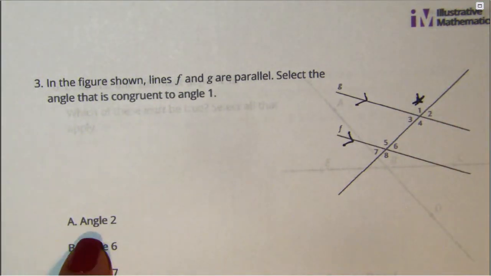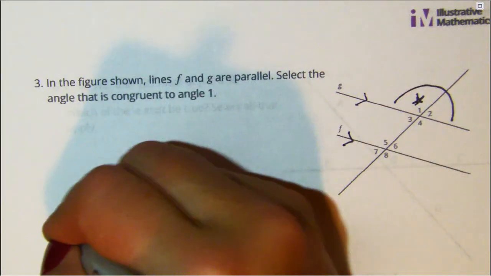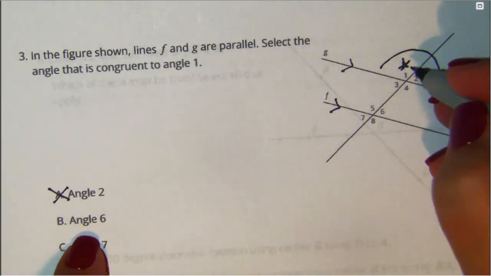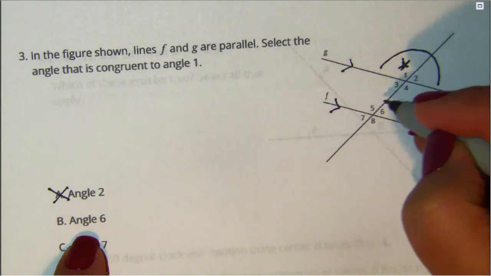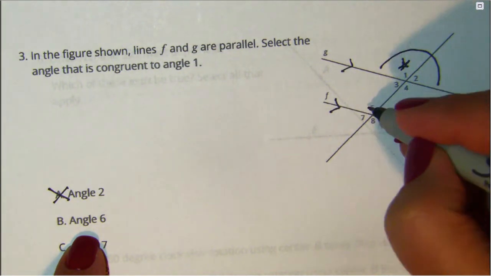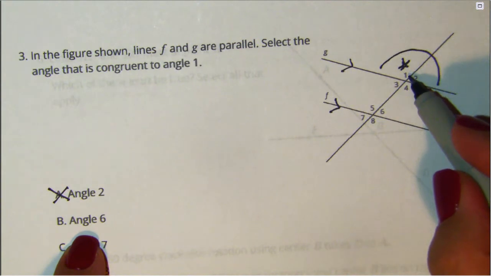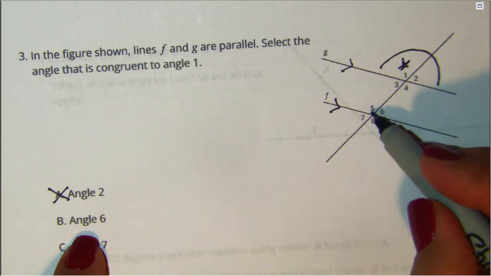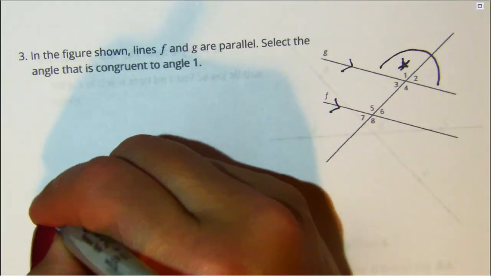So is angle 2 the same as angle 1? No, those two make a 180. Angle 6, well, let's see. 1 would be the same as 4 because they're vertical, and 4 would be the same as 5 because those are alternate interior, not 6. Or you could think of it this way. 1 could be translated right here to 5, corresponding, and 5 and 6 add to 180. They're not the same. No.